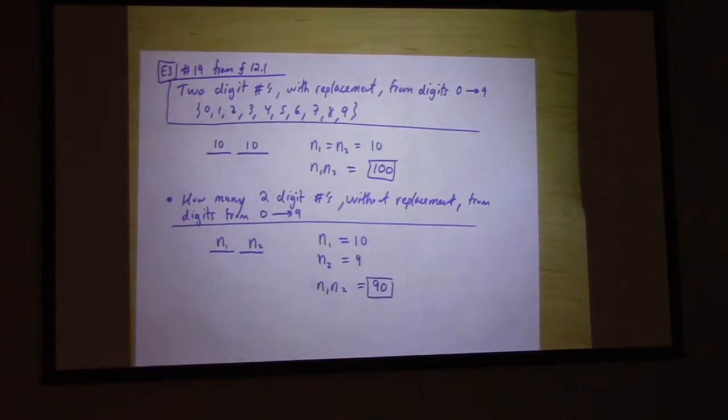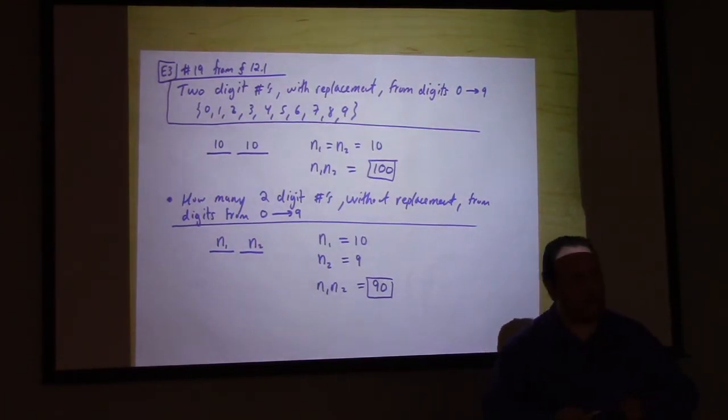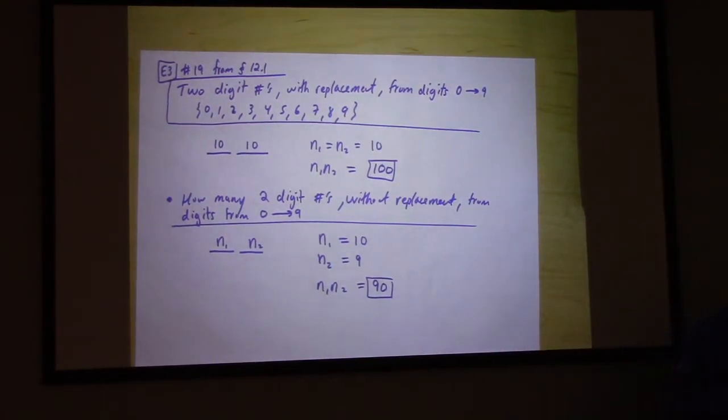Can anybody tell me another way to think about that? How does 90 relate to 100? Plus 10. So we're getting rid of 10 choices, aren't we? So we're getting rid of what? 0, 0, 1, 1, 2, 2, 3, 3, 4, 4, 5, 5, 6, 6, 7, 7, 8, 8, 9, 9. Those are 10 numbers like that. So 100 minus 10 is 90 is another way you could think about it. But I think that way of thinking is more complicated. It's much better to do the 9 times 10 idea.